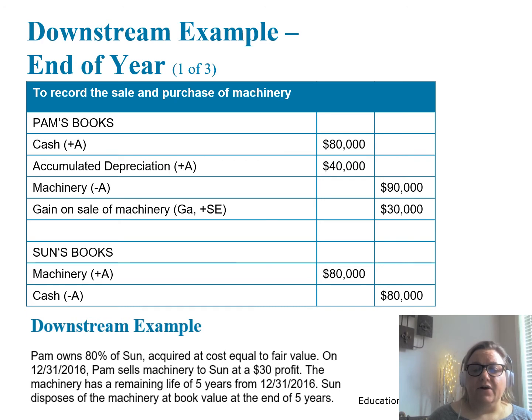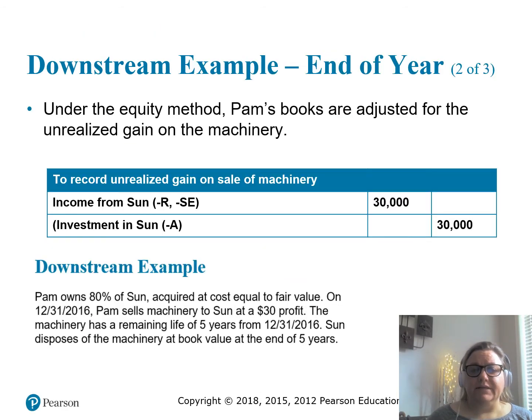Now, Sun's books are the interesting situation because Sun basically debits the machinery and credits the cash, just like they would in any other situation. Where things get really interesting is under the equity method, when you have to adjust for that gain, because you don't want to show a gain on your books when you have a sub situation. So basically you're going to bring the unrealized gain into income, and then credit back, adjusting out the investment for the unrealized gain at the end of the year.